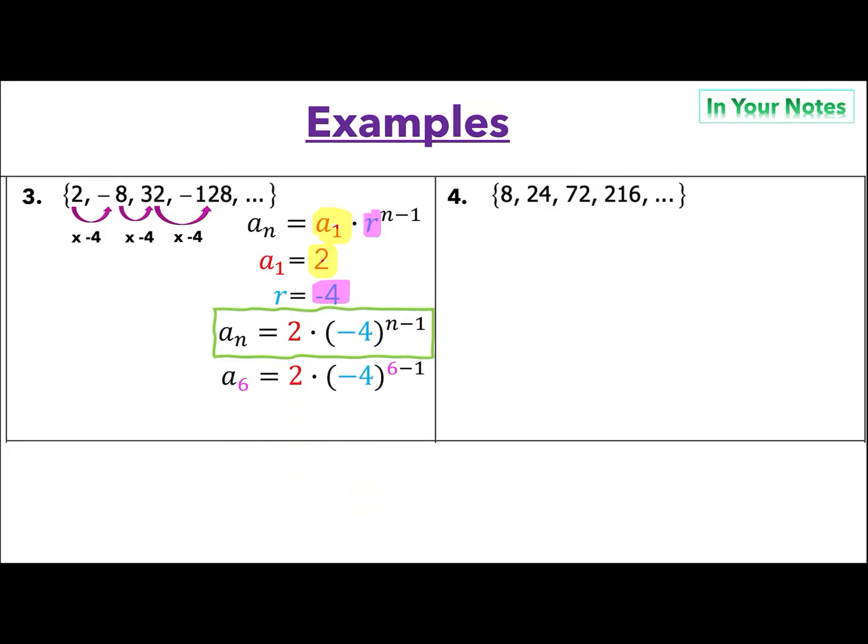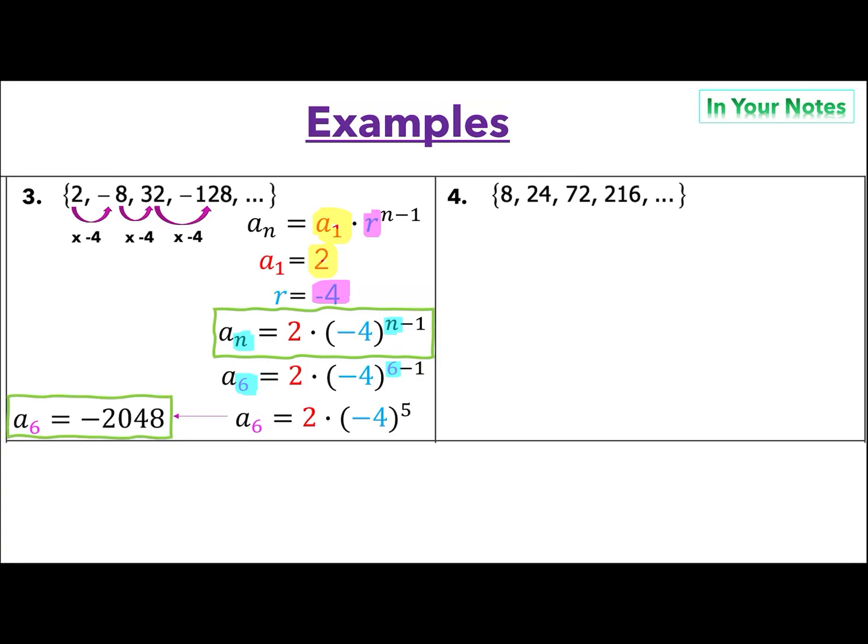So we're going to replace n with 6 and simplify. So we get 2 times -4 raised to the 5th power. Just 6 minus 1 is 5. Plug this in the calculator exactly as it looks. Make sure you use a parenthesis. If you don't use a parenthesis, it's going to give you a different answer. So therefore, A sub 6 is -2048.